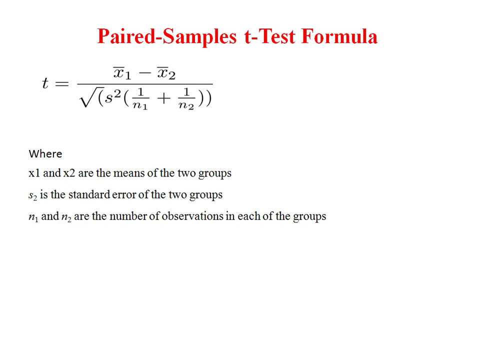Formula for the paired sample t-test: t equals x bar 1 minus x bar 2 divided by the root of s squared into 1 divided by n1 plus 1 divided by n2, where x bar 1 and x bar 2 are the means of the two groups, s squared is the variance of the two groups, and n1 and n2 are the number of observations in each group. Now let us discuss how to apply this paired sample t-test using SPSS.